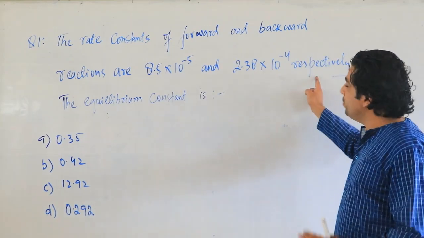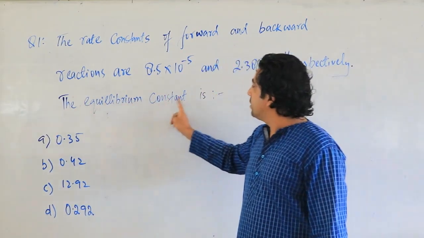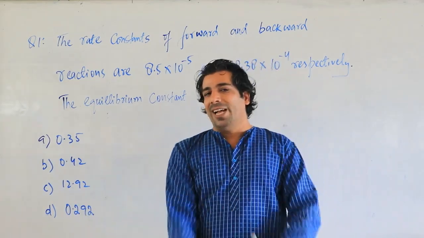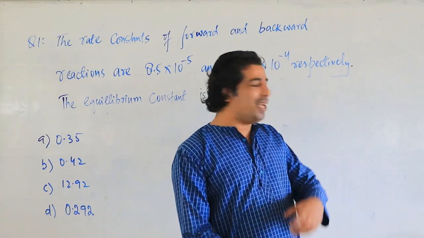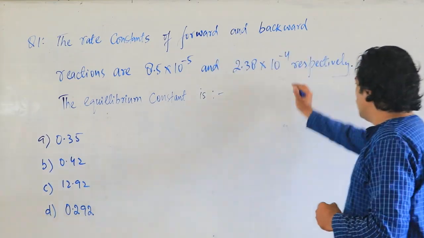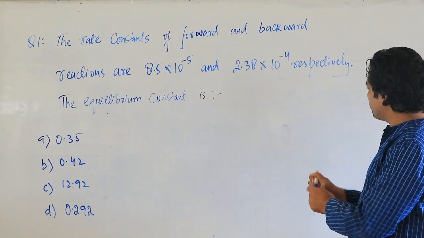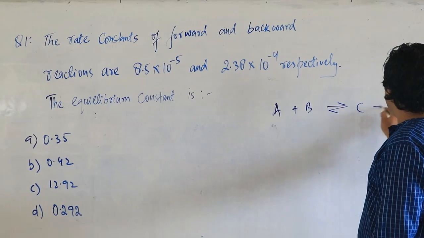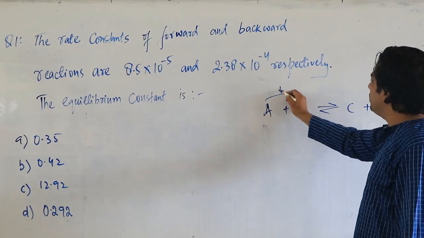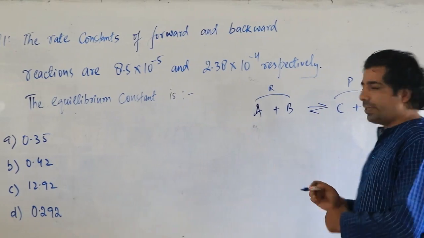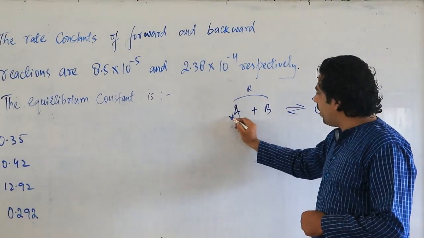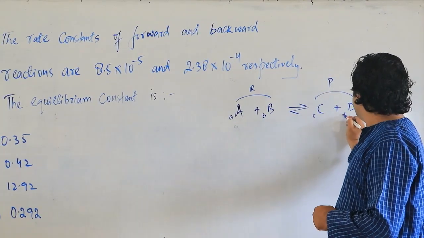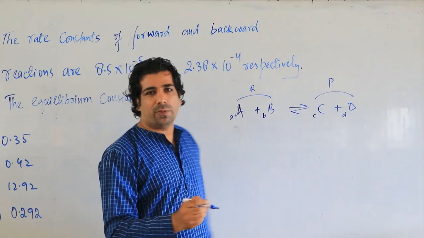So what we have to do? We have to find out the equilibrium constant. If you remember, I have already told you, let me take one chemical reaction here. Let us suppose I have A plus B gives me C plus D. These are the reactants and these are the products. And these are the stoichiometric coefficients, the number of moles of C and D.